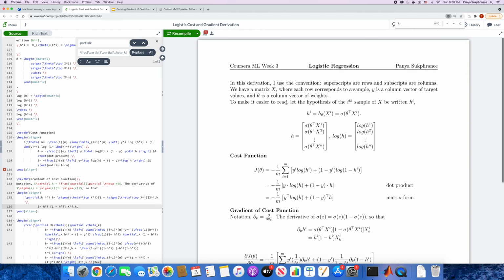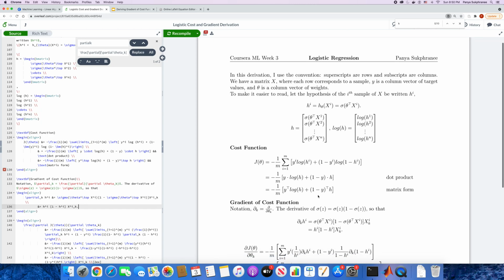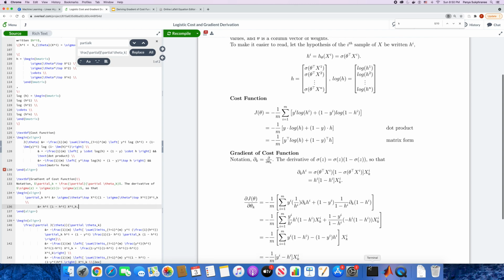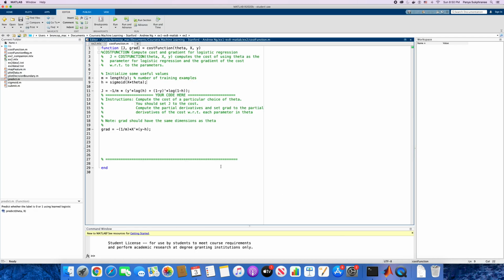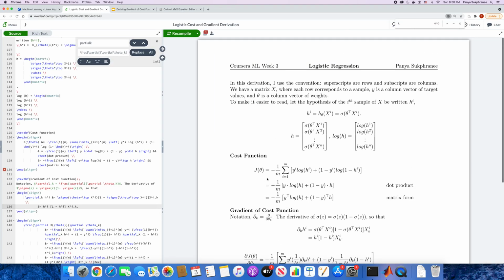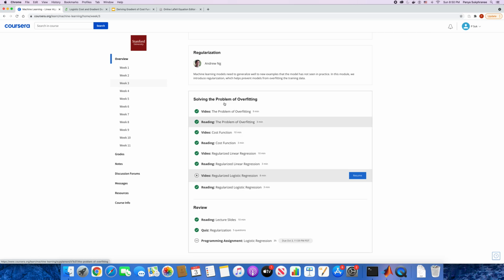Okay, so in this video, I'm going to be going over the derivation of the logistic regression's cost function and its gradient. We're going to take it from a mathematical form to a matrix form so that we can plug it into MATLAB. This comes from week 3 of Coursera's machine learning course by Stanford University, taught by Andrew Ng.